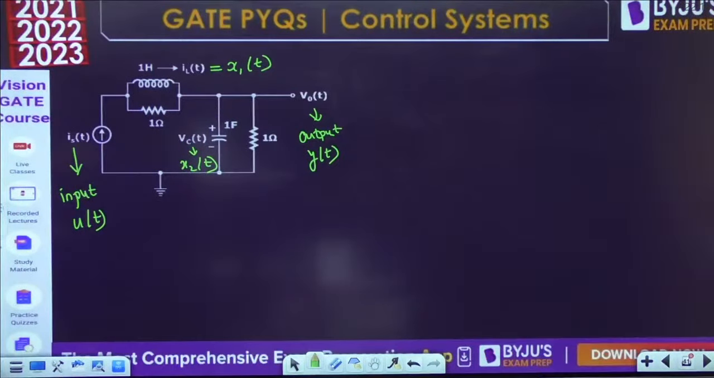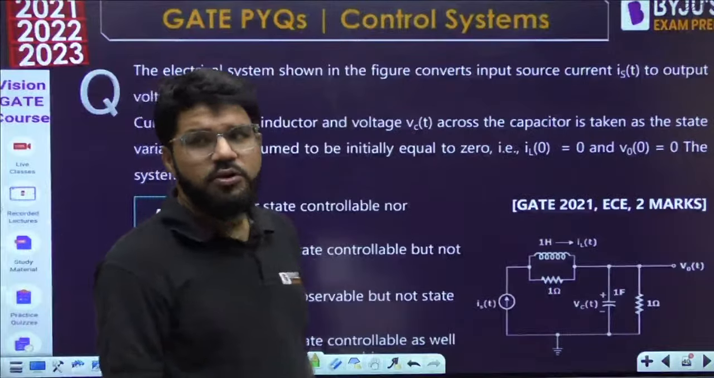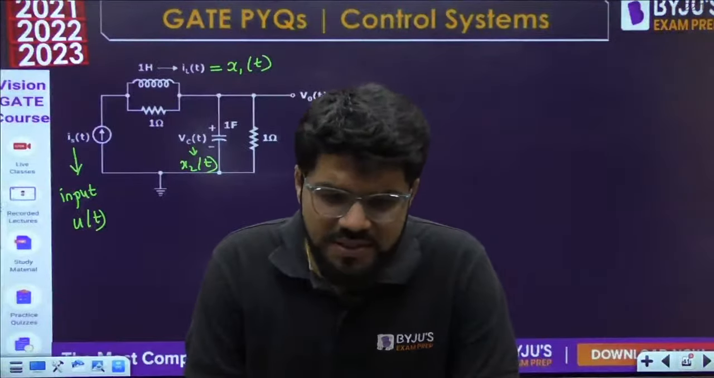Now to determine the controllability and observability, what do you need? You need the state equations.